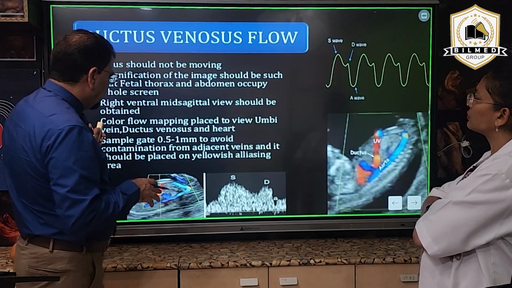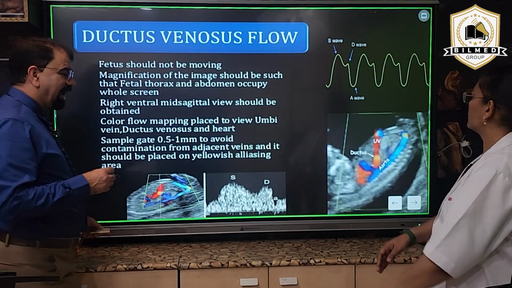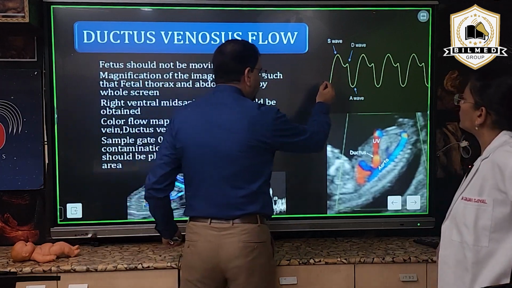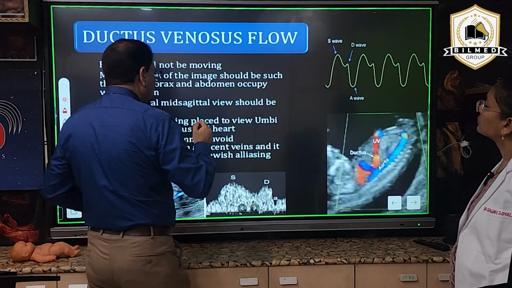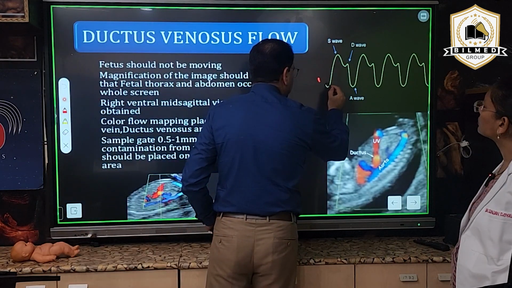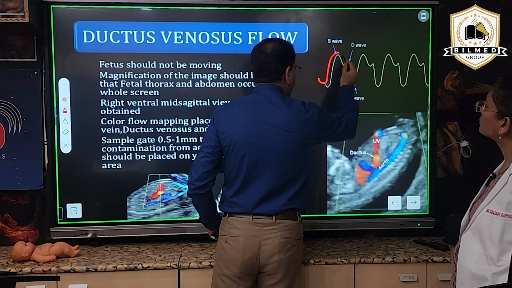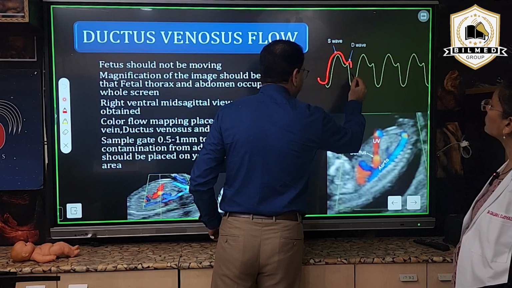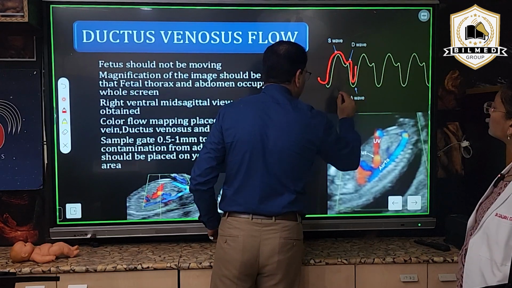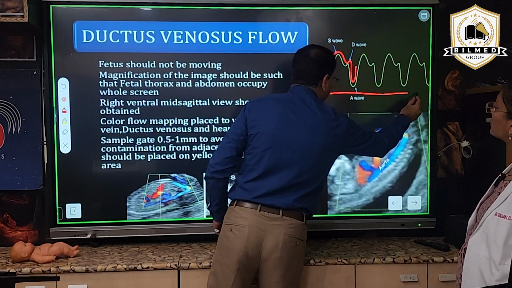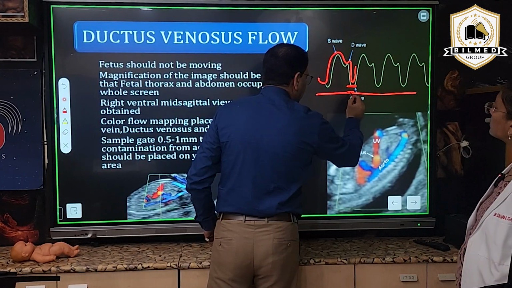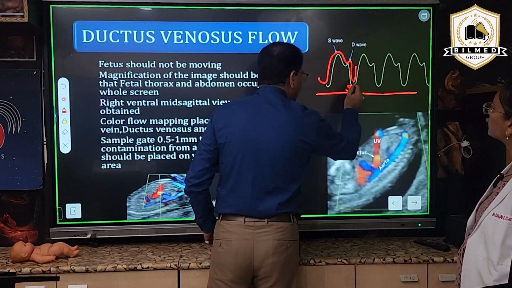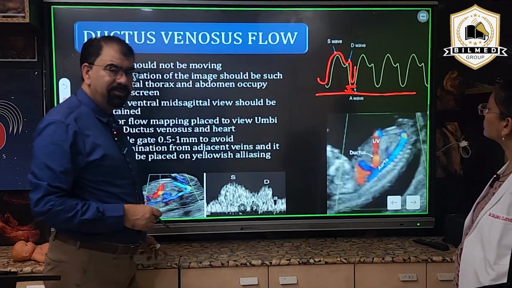Now, this ductus venosus has a forward flow, like over here. When I say forward flow, I mean I am having this S wave going up, then this D wave and this A wave also going up. And over here, I am having the baseline. So this A wave is well above the baseline. This is the triphasic normal flow.